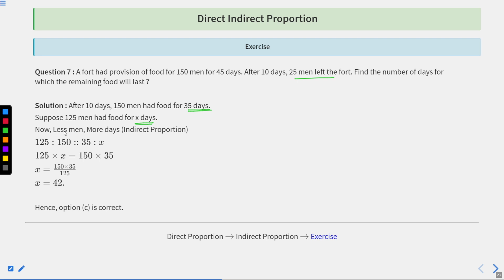Now less men means more days. Less men means more food will be there, so it will last more days. So there is a relation that 125 is to 150 as 35 is to x. So 125 into x will be equal to 150 into 35 and x is going to be 42. So the option correct here is option C.